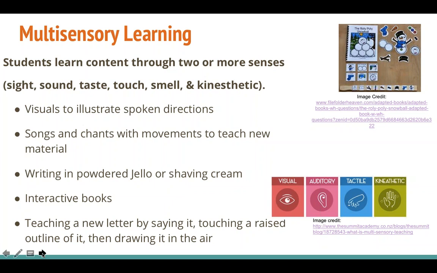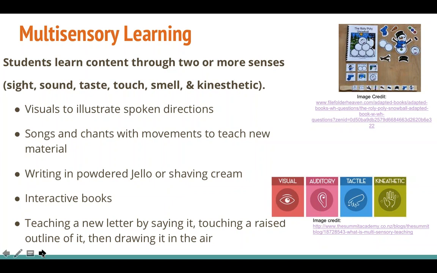Songs and chants with movements to teach new materials are also really great. I used to teach middle school, and even though they're a little bit older, they still did respond really well to songs and chants. It's a great way to help with keeping the information and learning new information.